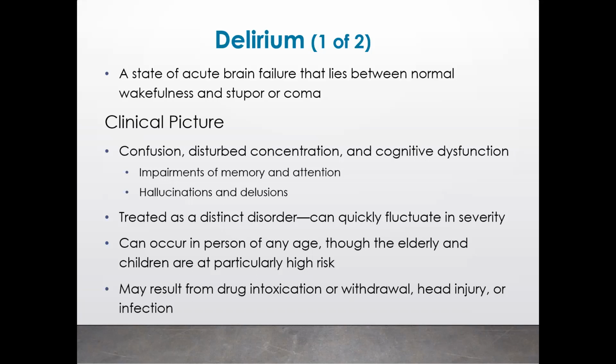It is treated as a distinct disorder, and it can fluctuate in severity. So it might be mild, it might be moderate, or it could be very severe. Oftentimes, we see the elderly and children at particularly high risk for developing delirium. Some of the causes are going to be drug intoxication or withdrawal, head injury, or infection.